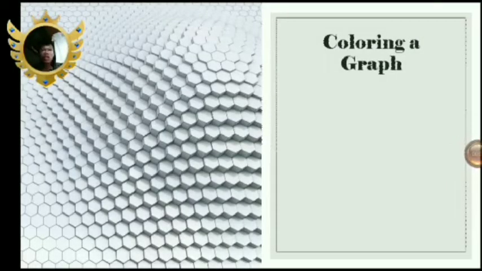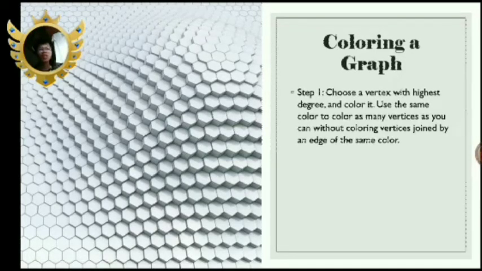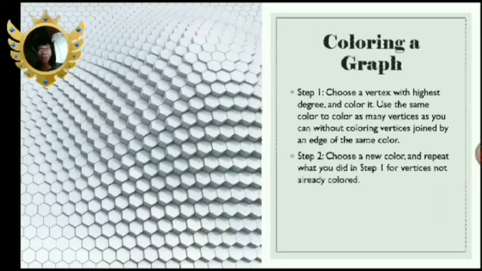Coloring a graph. I will show you the step-by-step of coloring a graph. Step 1. Choose a vertex with the highest degree and color it. Use the same color to color as many vertices as you can without coloring vertices joined by an edge the same color. Step 2. Choose a new color and repeat what you did in step 1 for vertices not already colored. Step 3. Repeat step 1 until all vertices are colored.